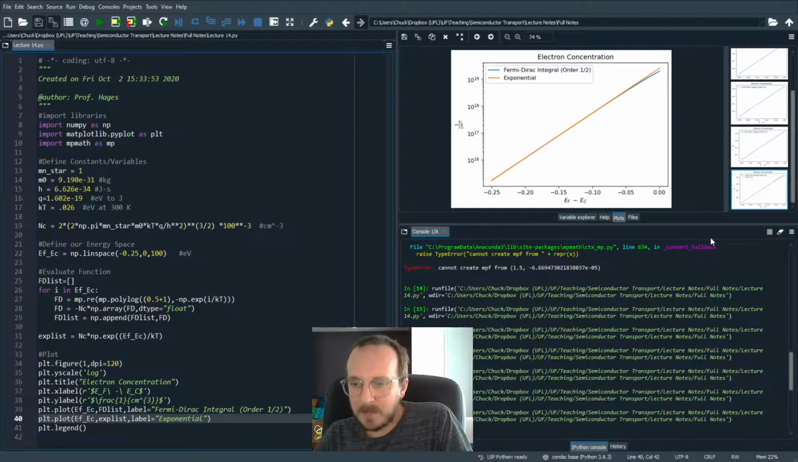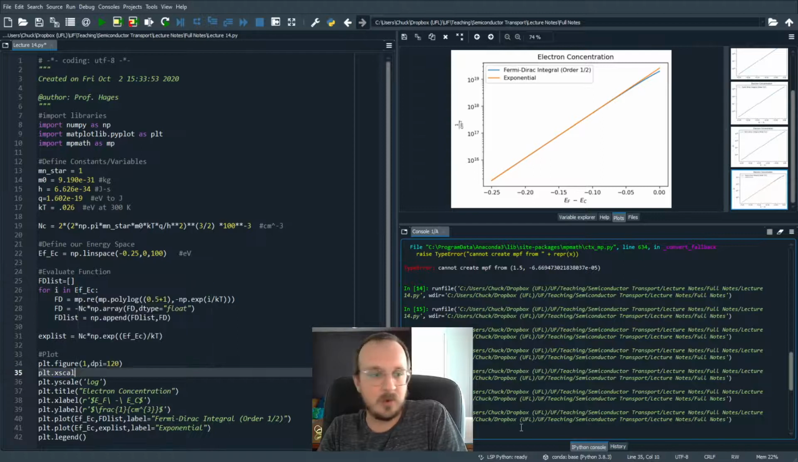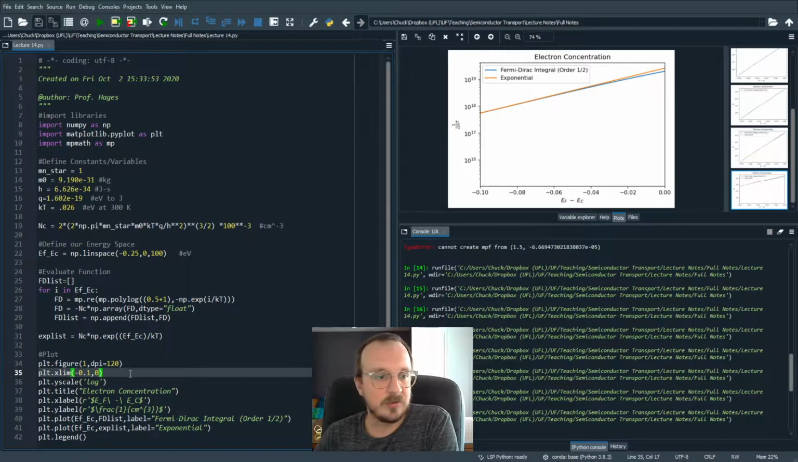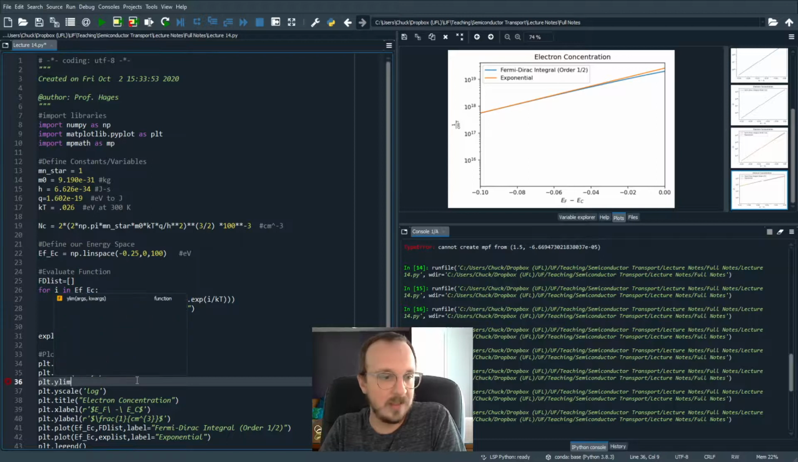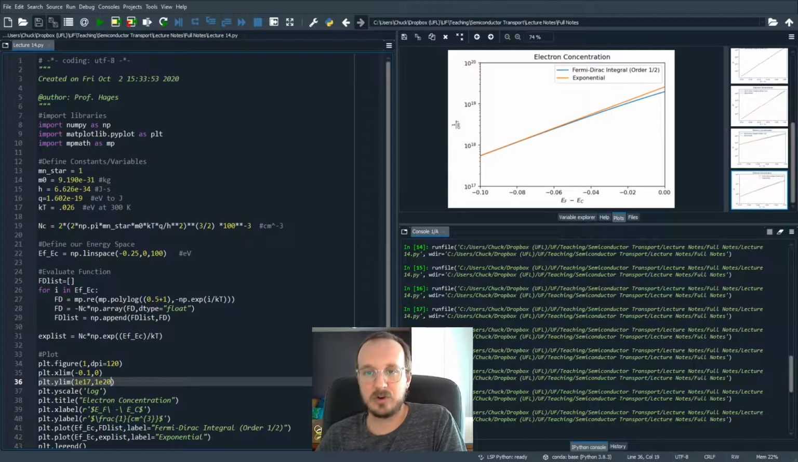So if we restrict our x-axis, let's pull in our x limit, we need to call it, sorry, x limit, let's go from minus 0.1 to 0. And we can start to zoom in on this region. So we'll also do our plot y limit, and we'll scale this from 1e17 to 1e20. And now you can start to see where this deviation occurs. And so what happens is we said that if you're more than 3 kT away, these are essentially the same function. And so we can plot 3 kT.